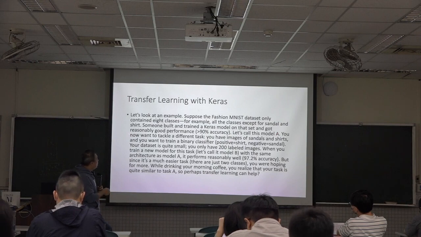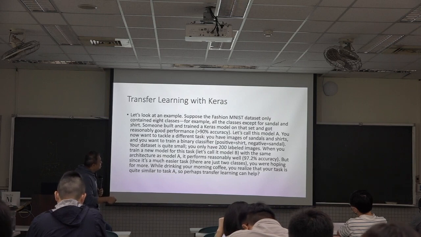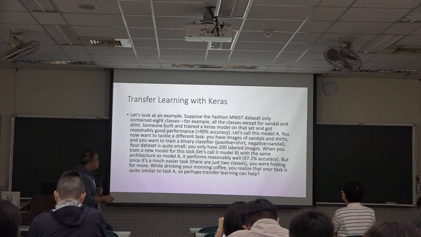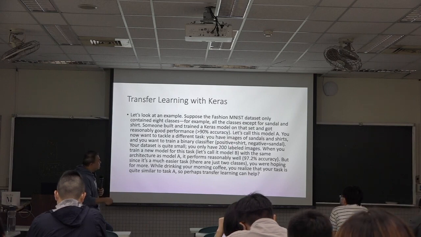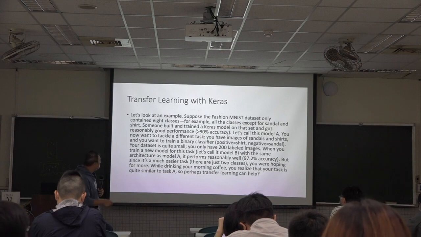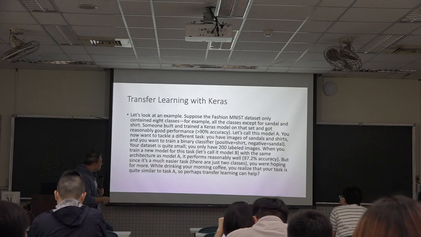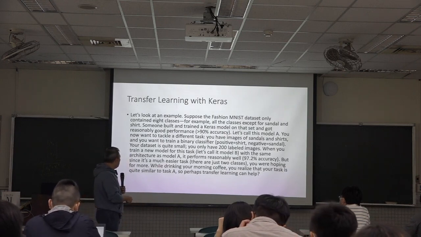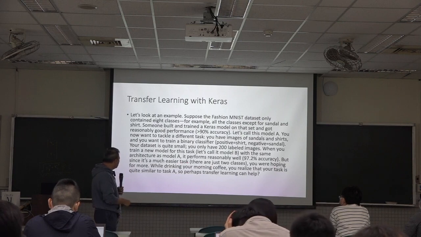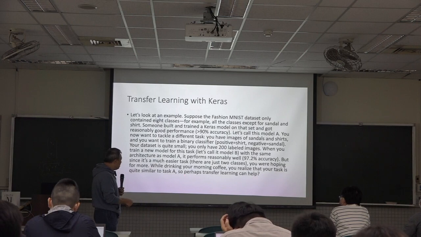Now you want to tackle a different task. You have images of sandals and shirts, and you want to train a binary classifier, with positive being shirt and negative being sandal. Your data set is quite small, only 200 labeled images. When you train a new model for this task with the same architecture as model A, it performs at 97.2% accuracy. It's pretty good, but that's because it's a much easier task, a binary classification only. But now, while drinking your morning coffee, you realize that your task is quite similar to task A, so perhaps transfer learning can help.